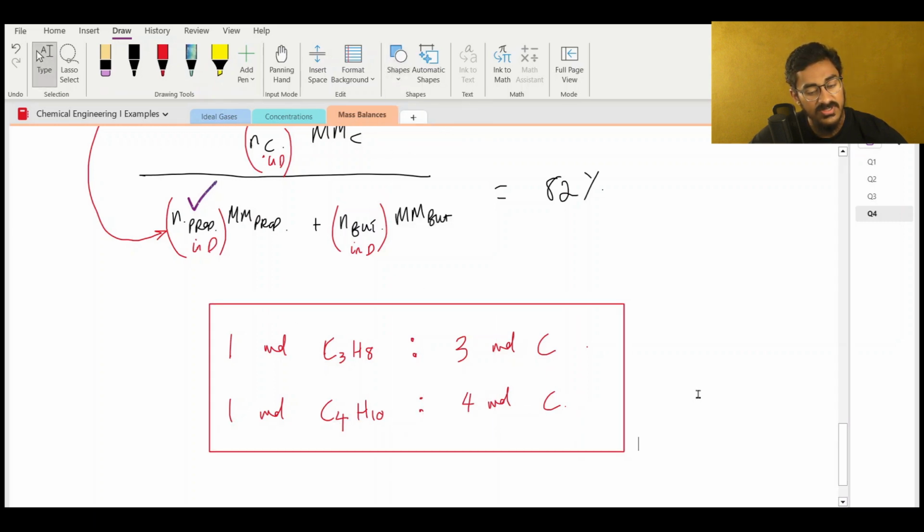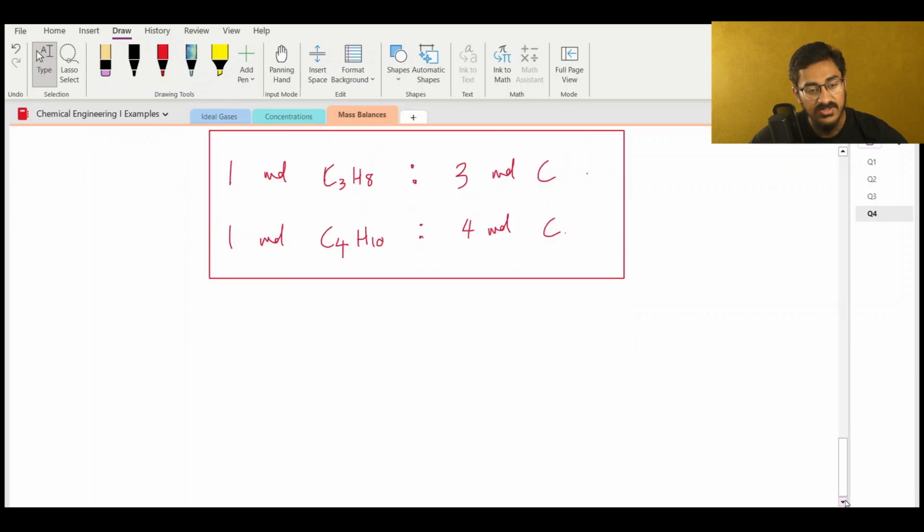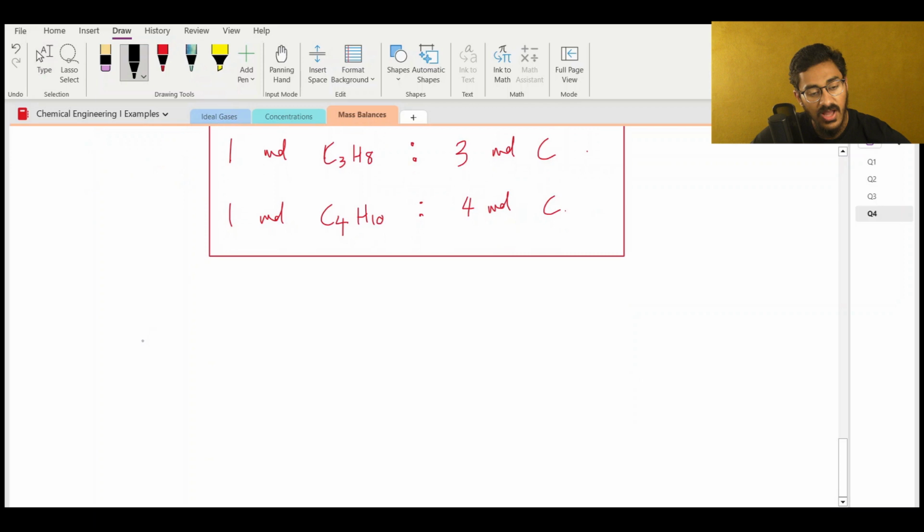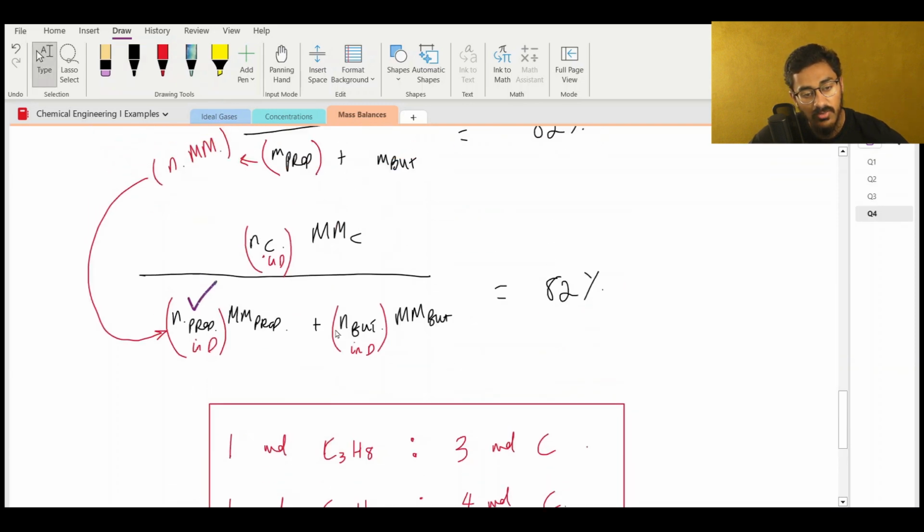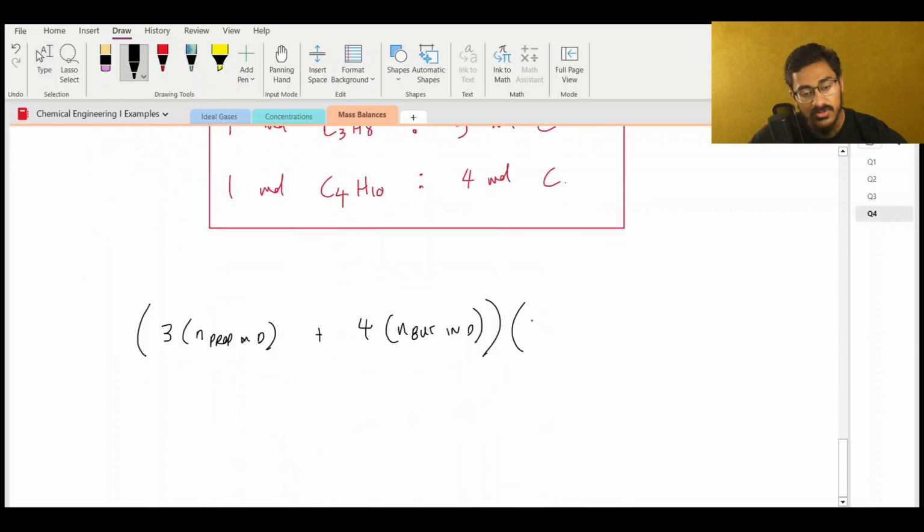Okay, just think about that for a second. Now, can I use this logic to expand the number of moles of carbon in the distillate? All right, so let's go for it. Number of moles of carbon in the distillate is equal to 3 times the number of moles of propane in the distillate plus 4 times the number of moles of butane in the distillate, and that entire fraction at the top, this NC, is multiplied by the molar mass of carbon. So still multiplied by the molar mass of carbon.